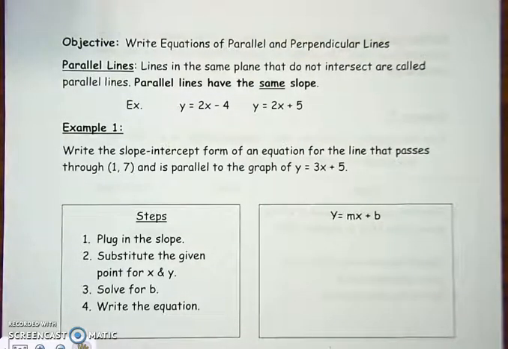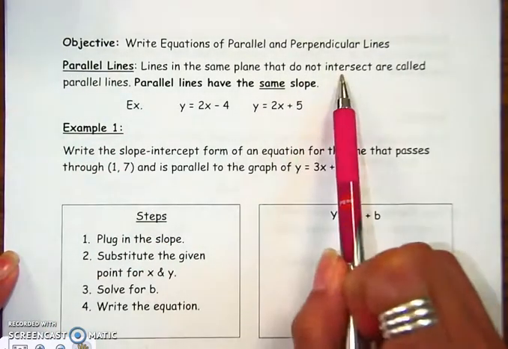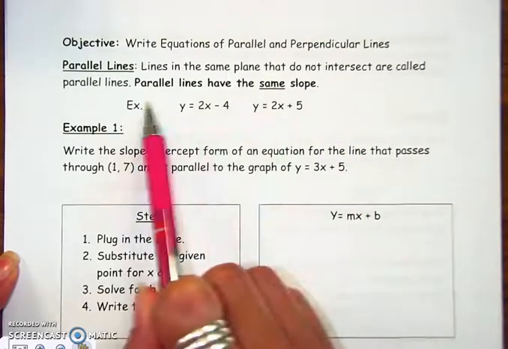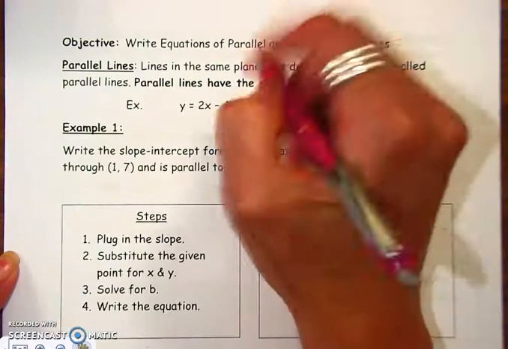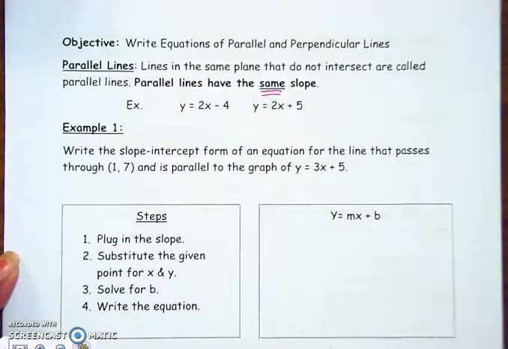All right, so in this lesson, we are writing equations for parallel and perpendicular lines. If you notice, you guys have some vocabulary terms. Parallel lines, we know that these are lines that do not intersect. We know that parallel lines have the same slope, and that's what we need to keep in mind here. Parallel lines have the same slope.